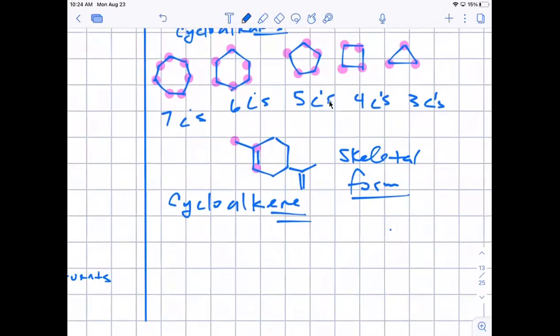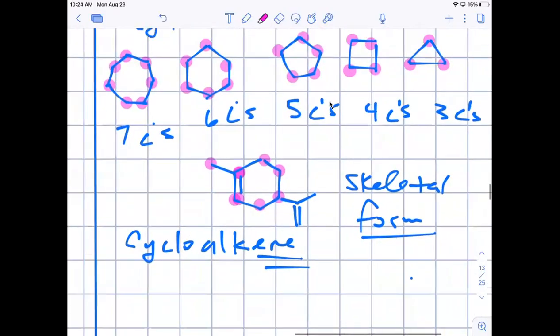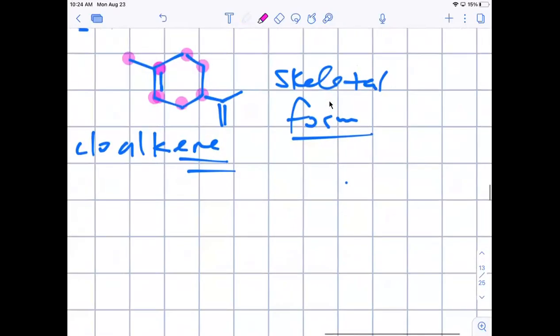So again, you can look here, you can see that there are 1, 2, 3, 4, 5, 6 carbons in that ring. And then outside the ring, attached to it, because it's attached to the ring, we call it a substituent. The substituent is a double bond. And let me change the color here. So you can see that here, here, and here, those carbons are part of that double bond.